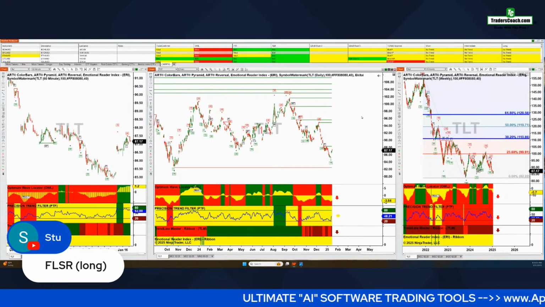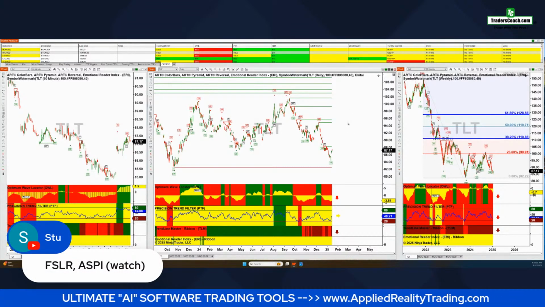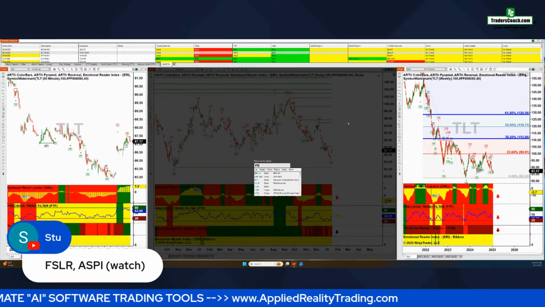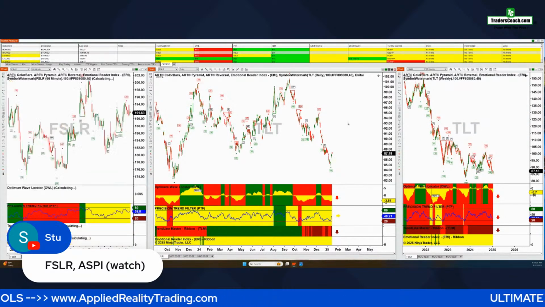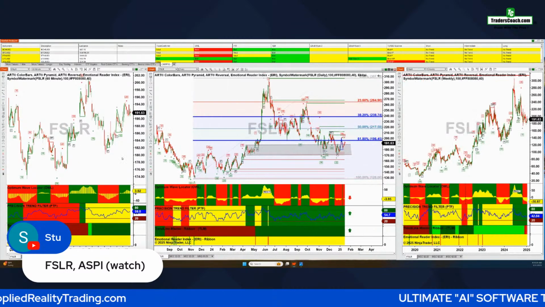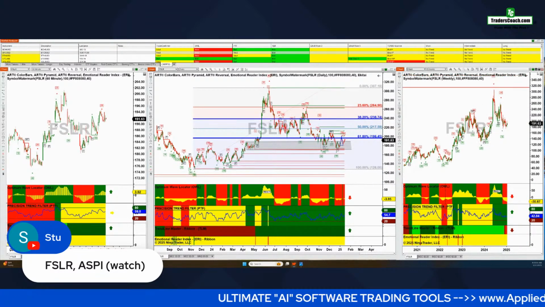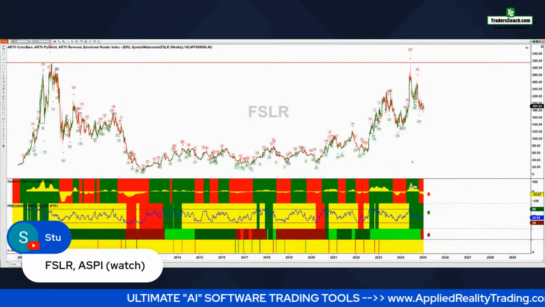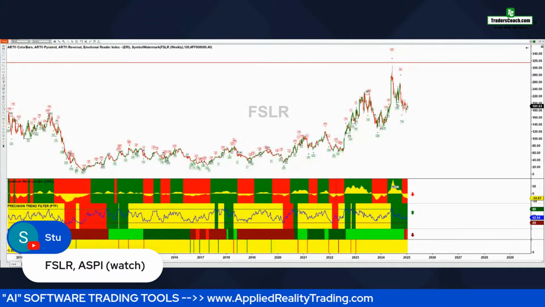All right, Stuart's back. He's got two more here. There you go. FSLR. I kind of thought it might have been that one. All right, kind of interesting here. So we'll open this one up. Again, not the cleanest of charts, is it?